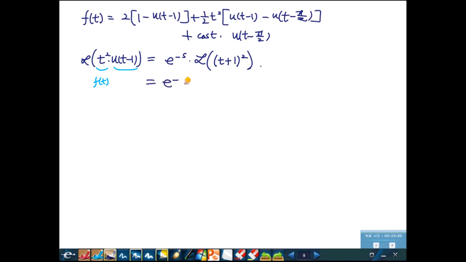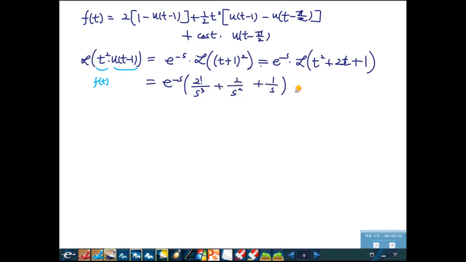And if you calculate it, this is e to the minus s times the Laplace transform of t squared plus 2t plus 1, right? So it's 2 factorial over s cubed plus 2 over s squared plus 1 over s. That's that easy. I mean, you don't have to worry about converting this to the t minus a type. All you do is t plus a in the Laplace transform.